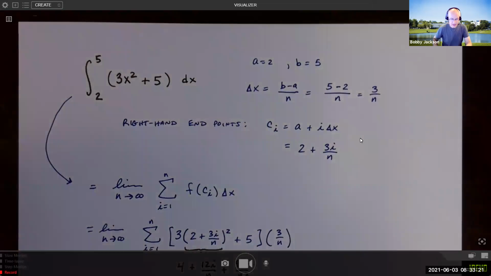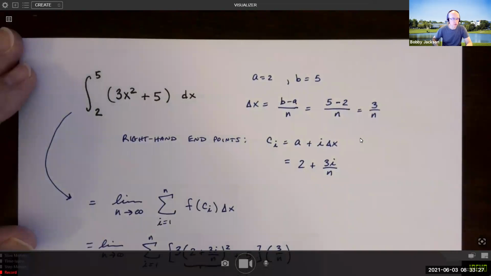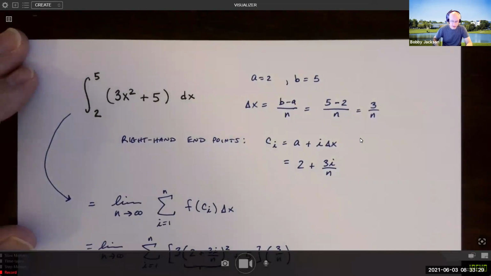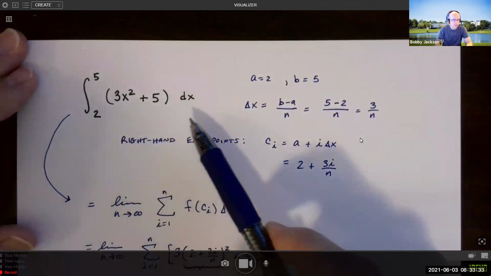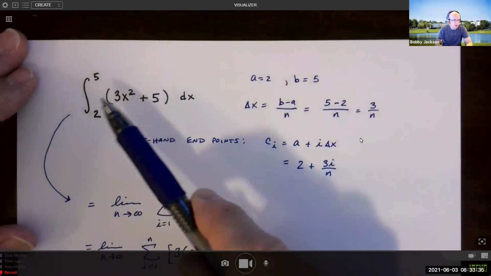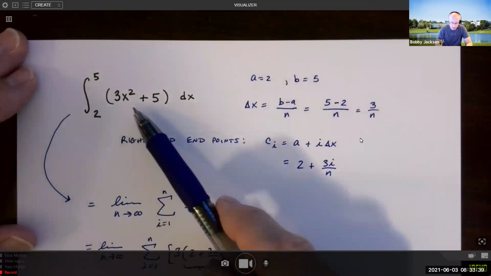So let's look at an example of using the limit definition of the definite integral. And we're going to use right-hand endpoints. So I just created one very similar to the ones you're doing in the homework. This is the definite integral from 2 to 5 of the function 3x squared plus 5.